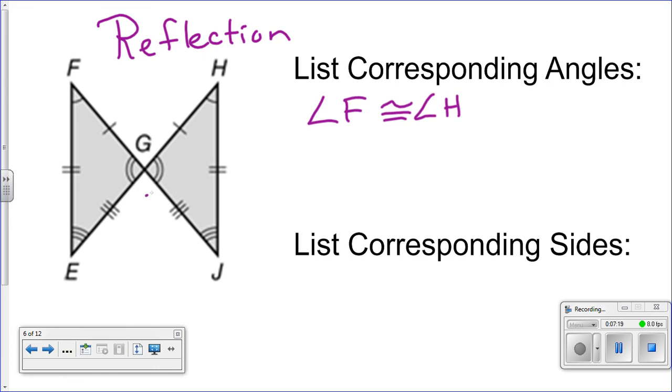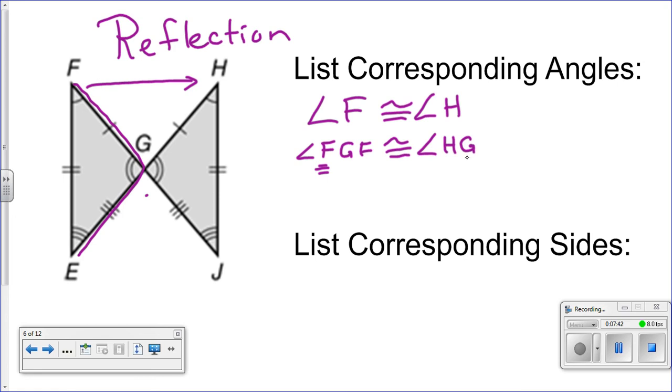So if I want to say angle G, I think I'm going to do FGE. So angle FGE is congruent to angle. Now this is where it gets a little tricky, because if I say F here, then my first letter has to be the one that corresponds with F. So that's going to be H, G, so it's going to be H, G, J. And I have no choice. I have to list it that way.